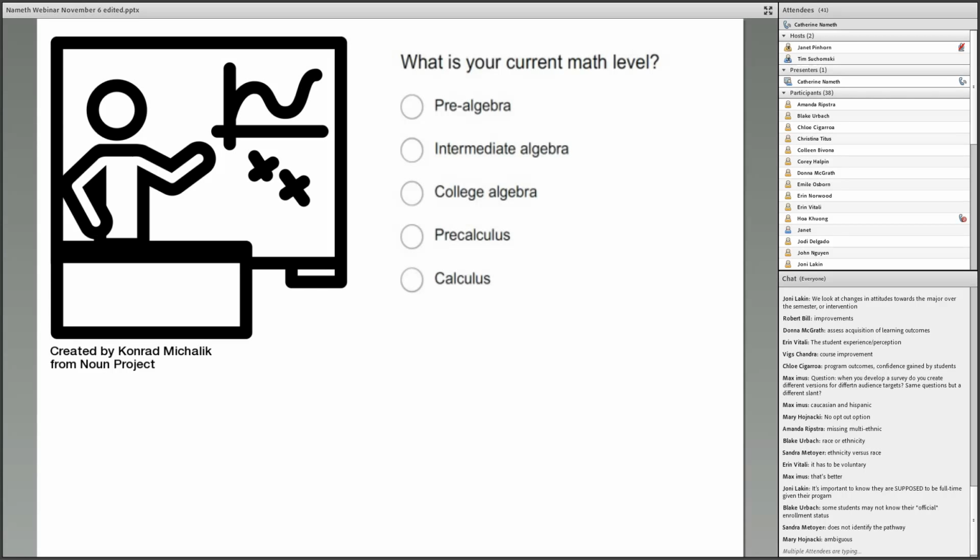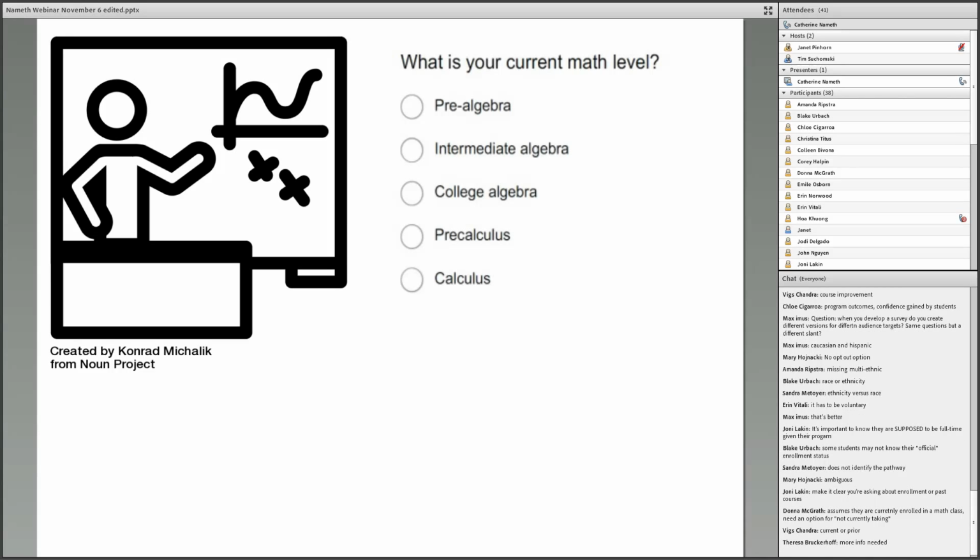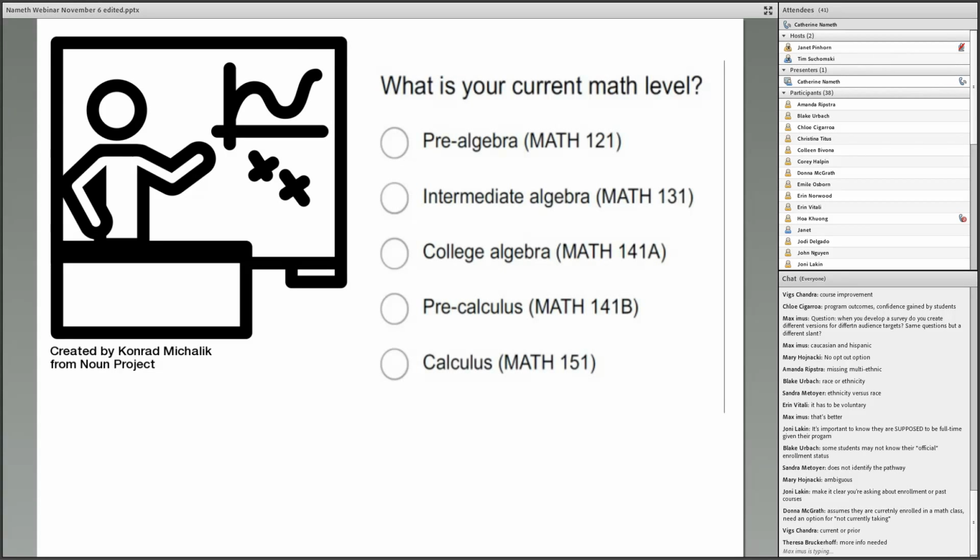Yeah, it is ambiguous. It's really open to interpretation what these answer choices mean, meaning that we have a student in our class, for example, who came to us directly from high school versus a student who came to us after 15 years in the workforce. They may have different understandings of what is pre-algebra, what is college algebra, what is pre-calc, etc. So again, we can improve upon this by adding in some information from our context.